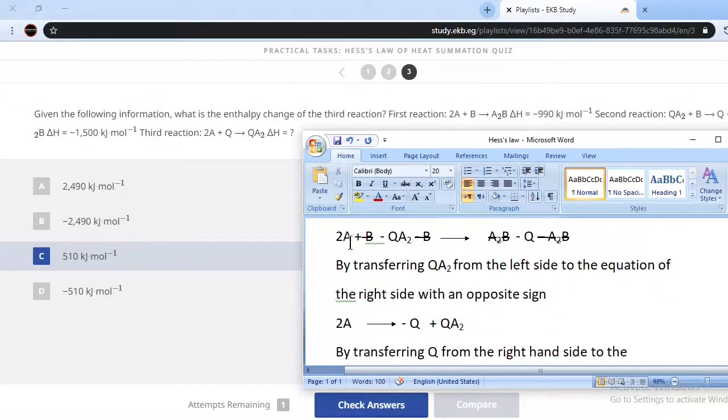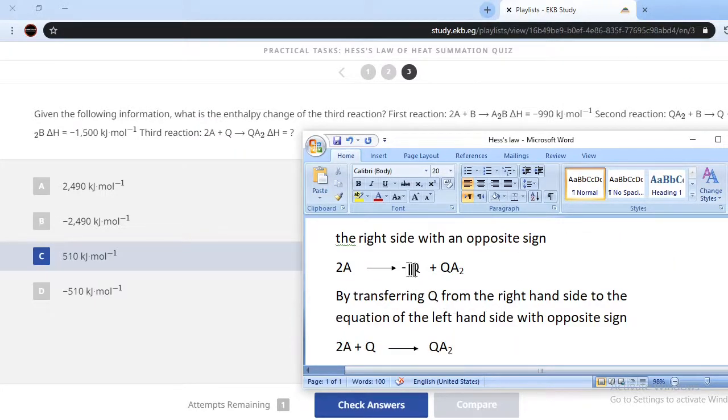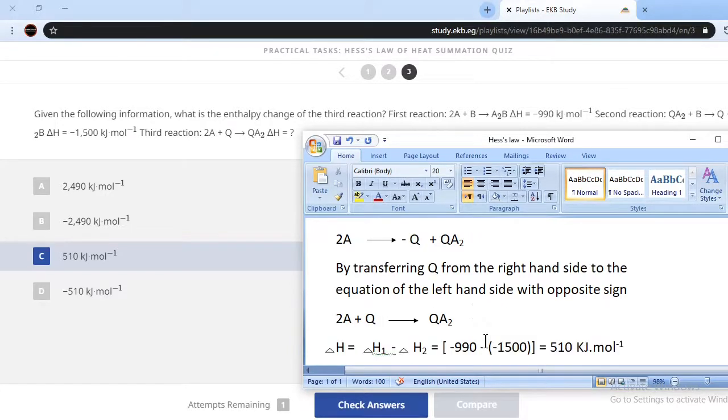So 2A equals minus QA2, and when transferred to the right hand side by the opposite sign, it will be plus QA2, and we have minus Q from the beginning. I will transfer this Q from the right hand side to the left hand side by the opposite sign, so it will be 2A plus Q gives QA2. This final result is like the third equation, 2A plus Q gives QA2 in the product. Is it right?